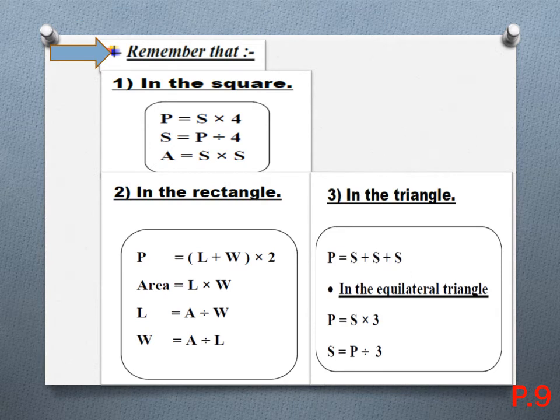In any triangle, you can find its perimeter by finding the sum of the three sides: side plus side plus side. But in the special case of an equilateral triangle, its perimeter equals side times 3. If you need to find its side length, it equals perimeter divided by 3.